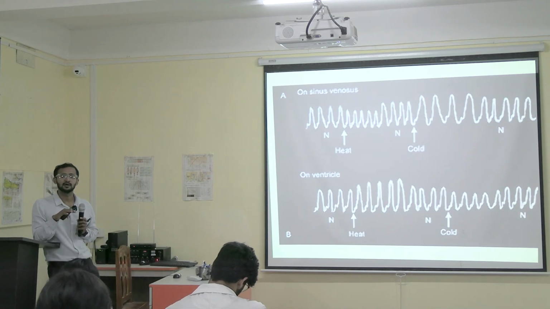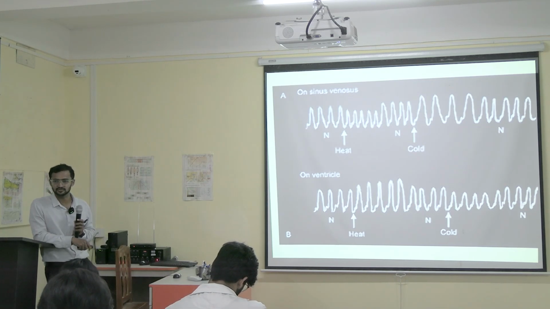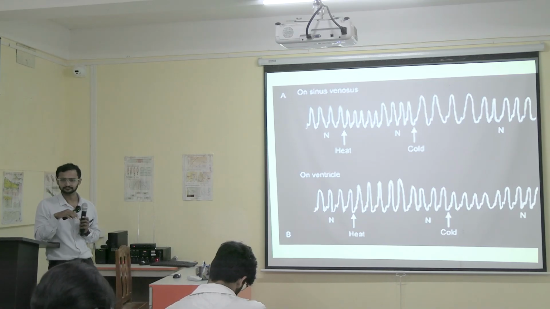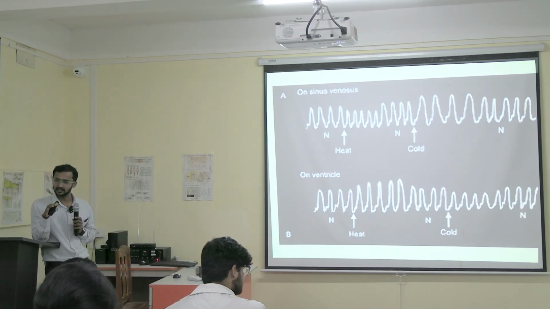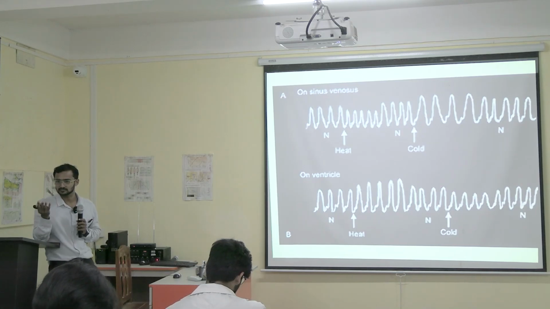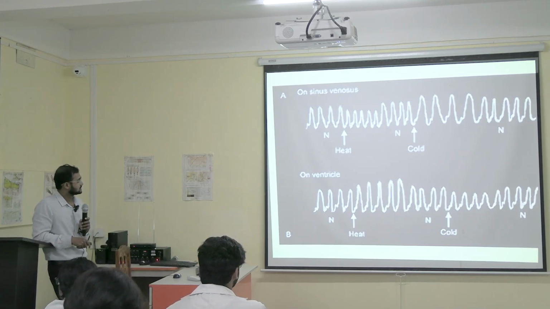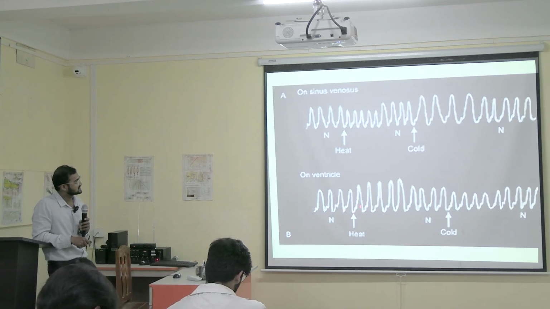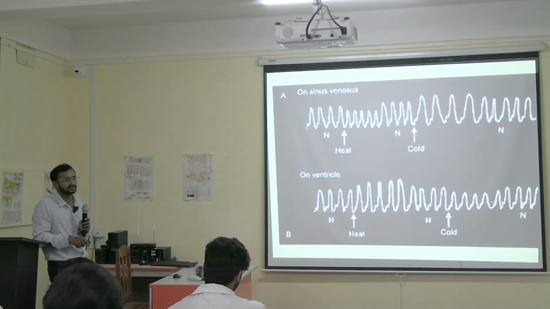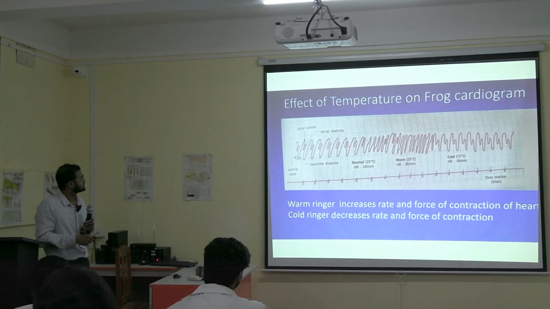In case of cold Ringer solution, the reverse will happen. So it will decrease the permeability, and the viscosity will also increase. So see how on heat the contraction is increasing and the rate is increasing, and on application of the cold, what is happening? The contraction is decreasing and the rate is also decreasing. Understood now? So this is the graph.